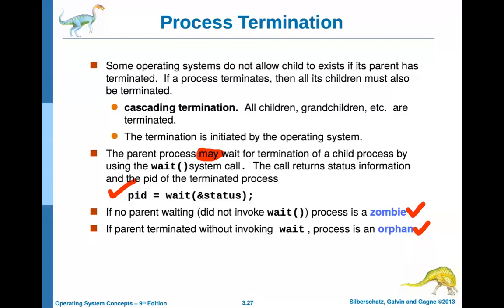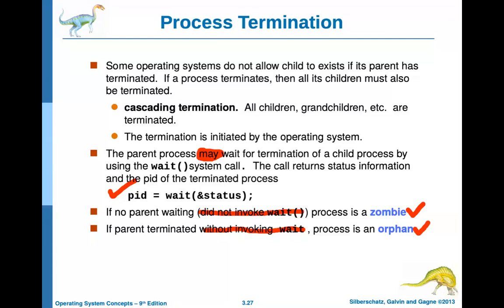If the parent terminated without invoking wait, the process is an orphan. Now, in the second case, the parent did not invoke wait, and here what I wrote is "did not invoke wait." Both sound the same. If the parent did not invoke wait, and if the parent terminated before the child without invoking wait, what is the difference? This one is called a zombie process, and the second one is called an orphan process. Do you know what the difference between both is?